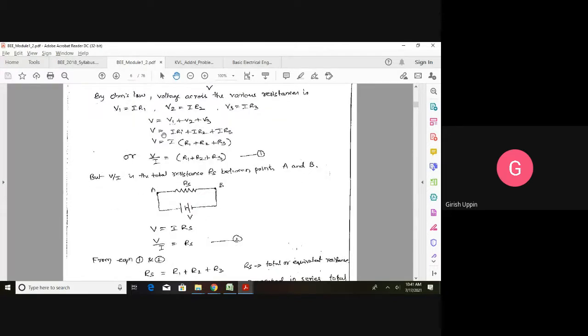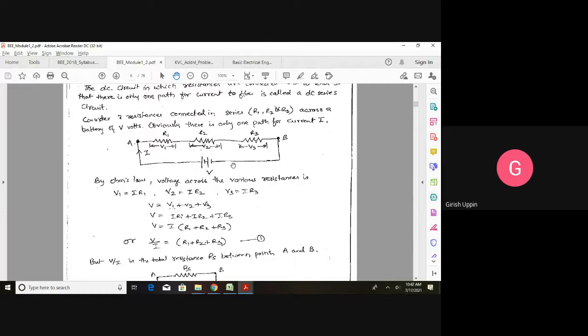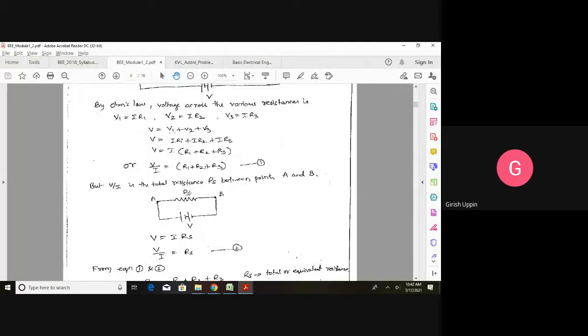Then we substitute those values here. What we get? V is equal to I R1 plus I R2, and so on. We take the I out, therefore V by I is equal to R1 plus R2 plus R3. Now, if I take a resistance Rs and apply the same voltage, the value of this resistance is such that the same amount of current will flow. Suppose I connect this 100 volts and 5 amperes is flowing, I will select a resistor such that if I connect it to the same 100 volts, 5 amperes current is flowing. Then we call this Rs the equivalent resistance of those three resistors.